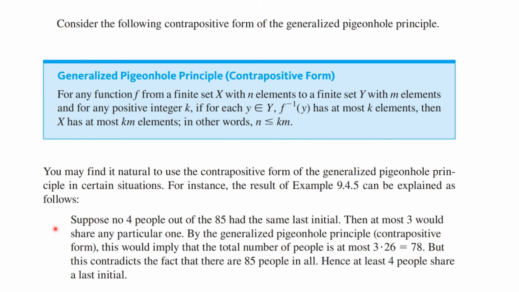So let's do an example, and this is applying it to the problem we had before. And we're going to do a proof by contradiction. So suppose no 4 people out of the 85 had the same last initial. Then at most 3 would share any particular one. Because you see, if no 4 people, then there's at most 3. And by the generalized principle, this would imply that the total number of people is at most 3 times 26, or 78. But that contradicts the fact that there are 85 people in all. Hence, at least 4 people share a last initial.